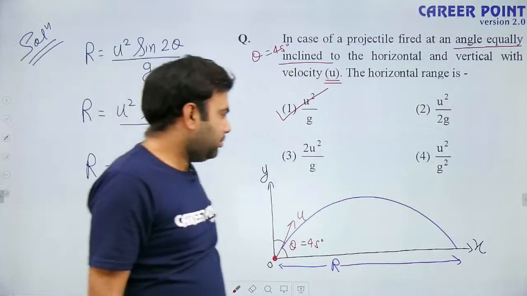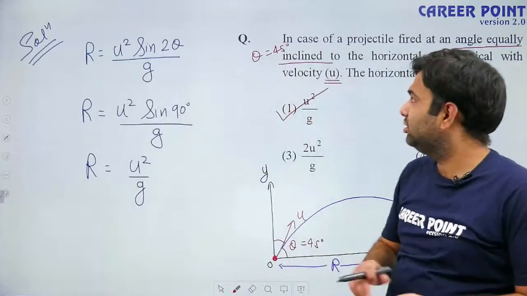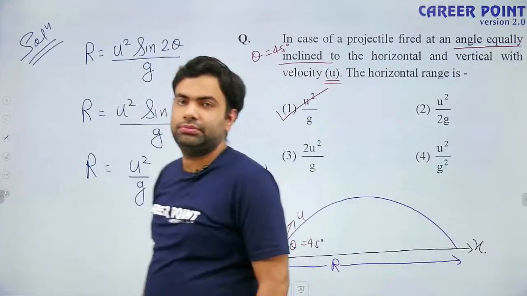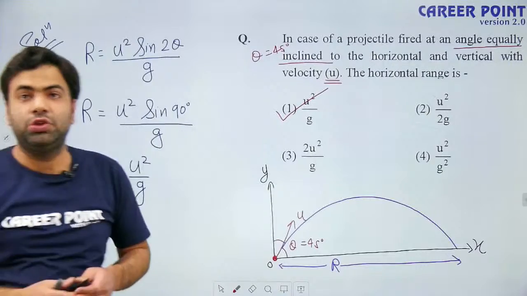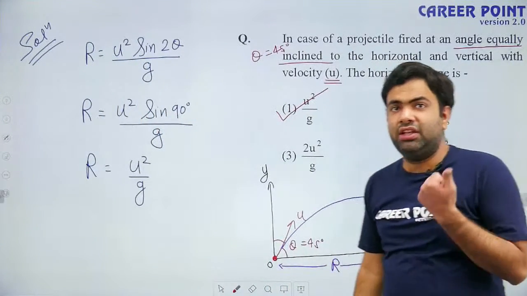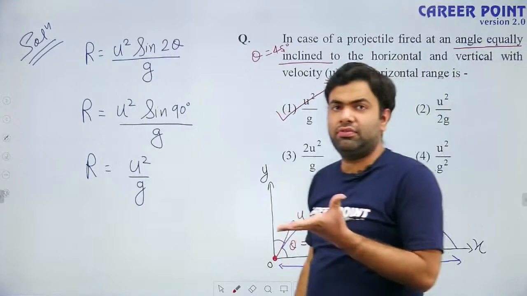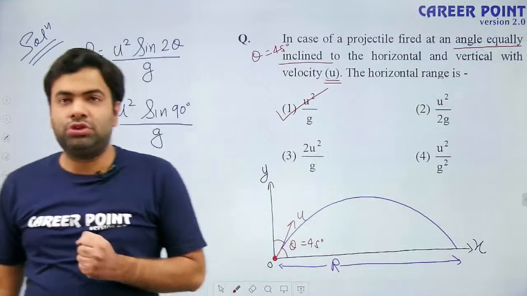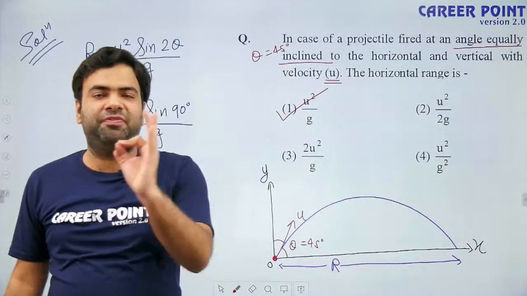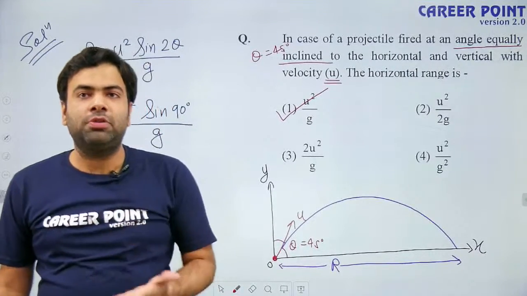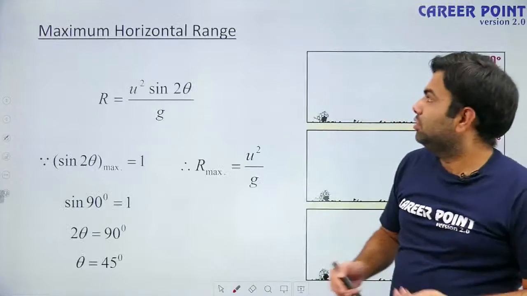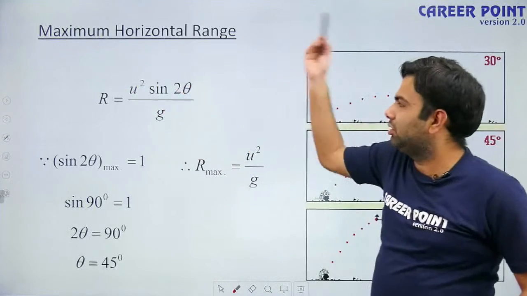Now, as you can see, the range is dependent on this angle theta. So if I ask you what is the maximum range that we can have with a fixed velocity, suppose our throwing velocity is fixed, we can throw any particle with a fixed velocity. What maximum range can we get? So let's talk about the maximum horizontal range.